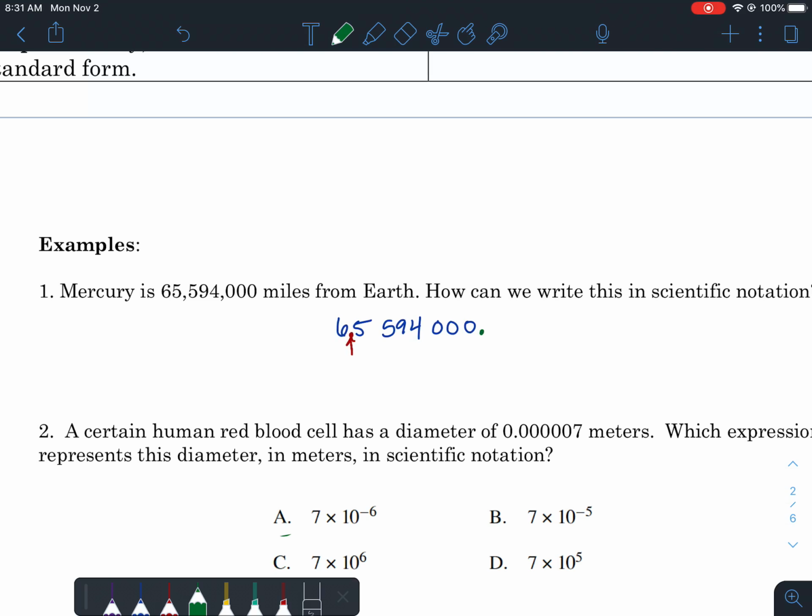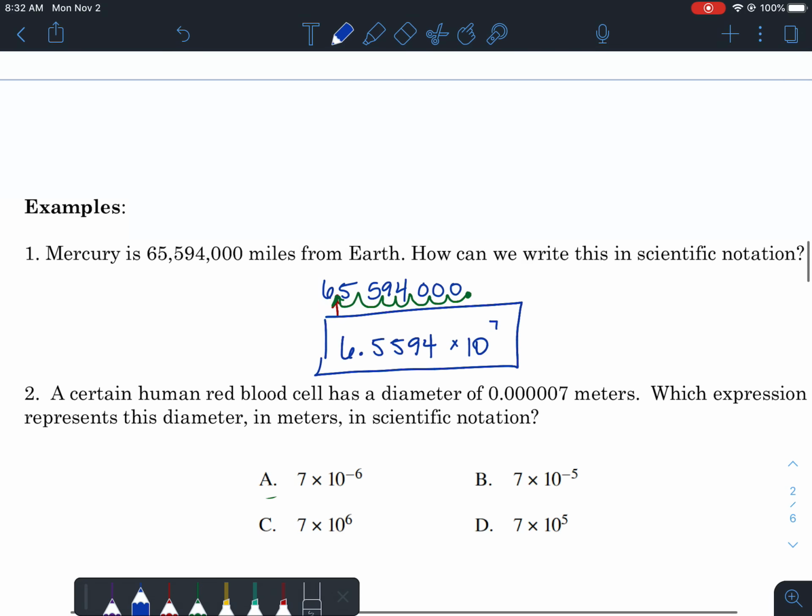So in the instructions, we're going to move our decimal from where it is, the green one, to the left and count. 1, 2, 3, 4, 5, 6, 7. So we rewrite our number as 6.5594 times 10, and our exponent is the number of spaces we moved to the left, which is 7. Done. Let's take a look at the second example.